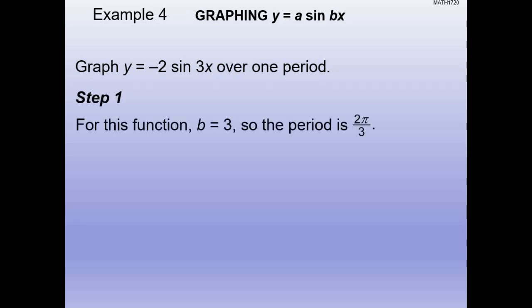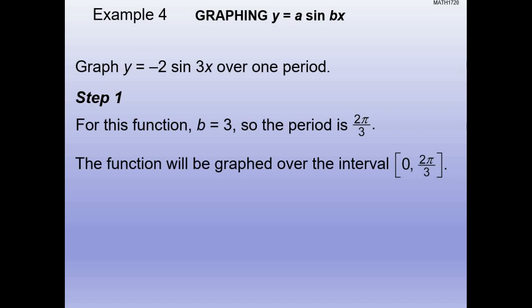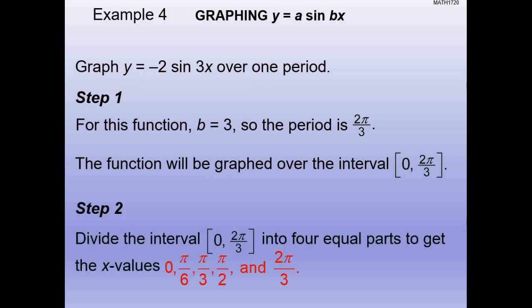All right, so we found the period. The period is 2 pi over b, 2 pi over 3. So we're going to graph it over the interval 0 to 2 pi over 3. Then we have to break that up. We have to find our quarter points and our midpoints. We know our left endpoint is 0, our right endpoint is 2 pi over 3. If we take 0 plus 2 pi over 3 times a half, we get pi over 3. If we take 0 plus 2 pi over 3 times a quarter, we get pi over 6. And if we take 0 plus 2 pi over 3 times 3/4, we get pi over 2. So that's where those values come from. Those are our 4 equal parts.